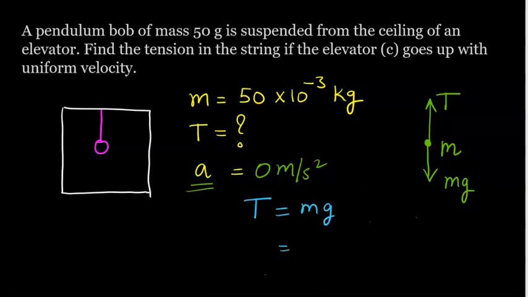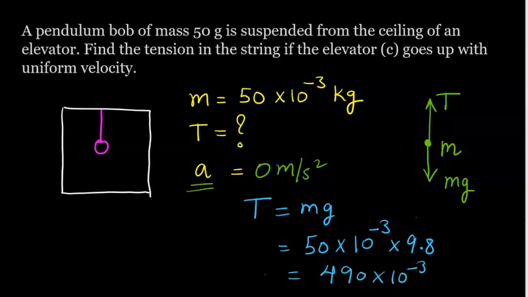So this tension will be 50 into 10 to the power minus 3 into 9.8. So what will be the value of this? 50 into 9.8 will be 490. So this is 490 into 10 to the power minus 3 Newton. So this is how much? This is 0.49 Newton. So this is the answer.